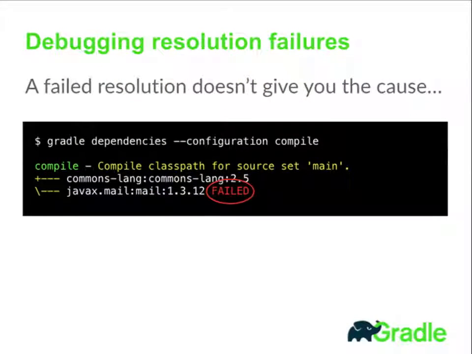In this case, we say gradle dependencies, and we want to print out the dependencies that we assign to the compile configuration. So in this case, apparently we depend on Commons Lang, and we also depend on JavaMail. And you can see Gradle tells us that failed. It doesn't actually tell us more about why it failed, what happened under the covers, really. I think it's fair to assume maybe the version wasn't published or something.